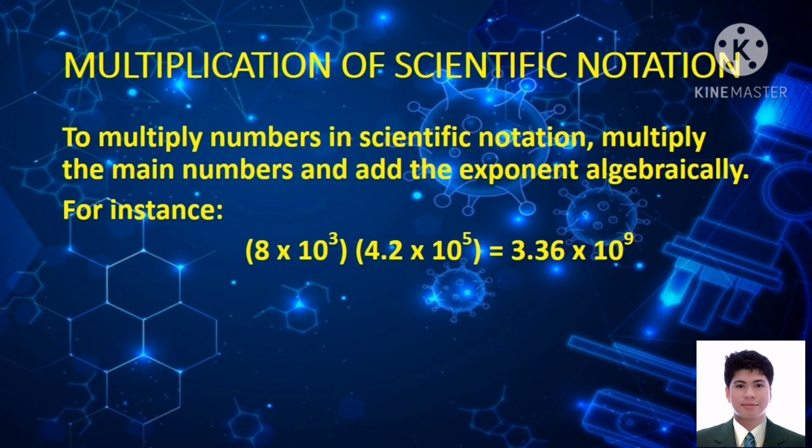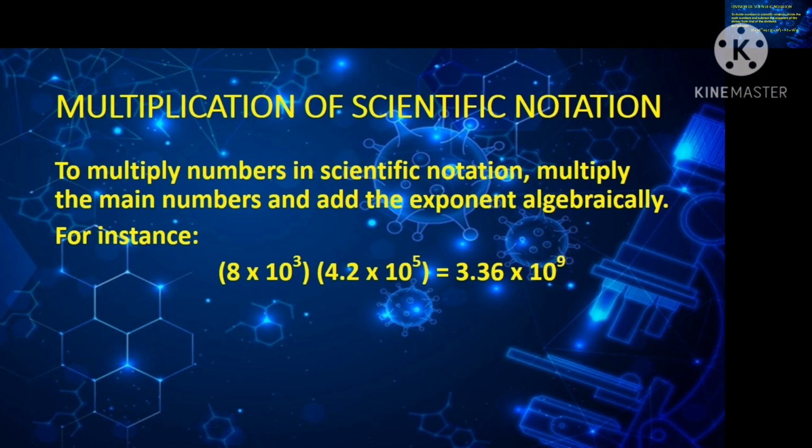In multiplication of scientific notation, to multiply numbers in scientific notation, multiply the main numbers and add the exponents algebraically. Learners, for instance, 8 times 10 raised to 3 times 4.2 times 10 raised to 5. The answer would be 3.36 times 10 raised to 9.